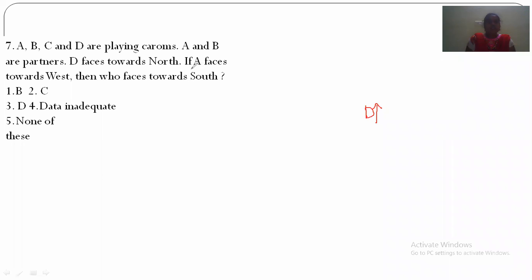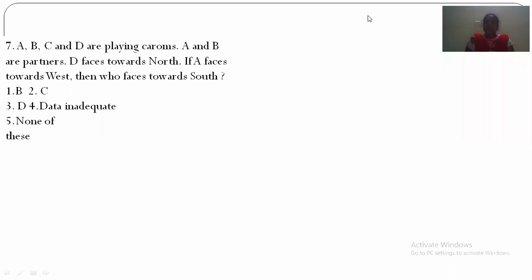D faces the north. If A faces west, so if A sits here, then if he faces the center, on the east side, he is facing west. Then who faces towards south? Actually, who are the partners? A and B are the partners. Then A is facing the west means B faces the east. And who is opposite to D? Among the four members, C. And obviously C faces the south direction. So C has to face the south direction.